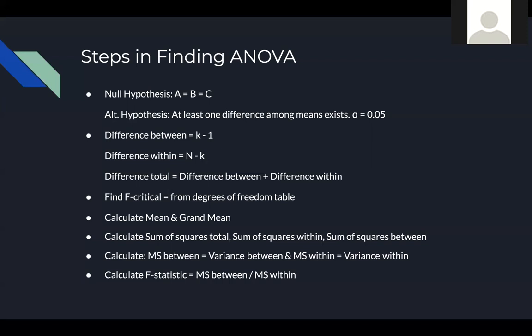Finally, you calculate the mean squares between, which is the variance between, and the MS within, which is the variance within. And finally, you calculate the F statistic, which is the MS between over the MS within.